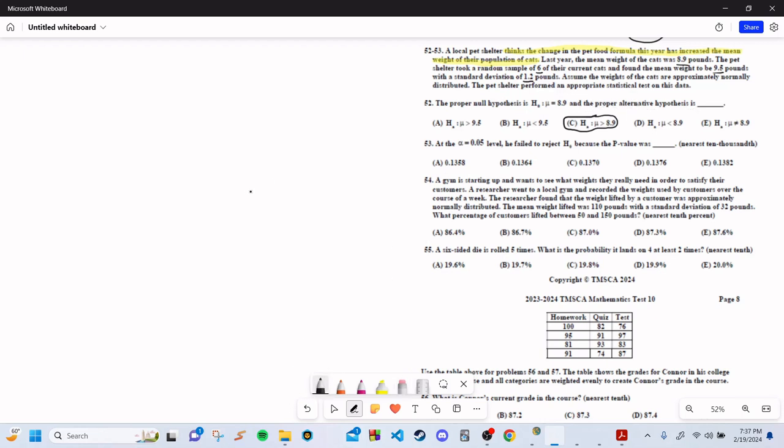Question 53. So at this alpha value of 0.05, he failed to reject the null hypothesis because the p-value was... Okay, so some terminology. What it means to fail to reject the null is that if you fail to reject, the probability is greater than this value, which is your significance.